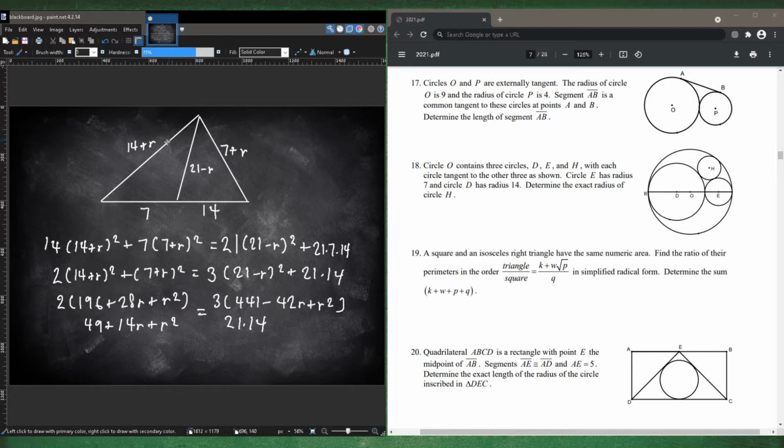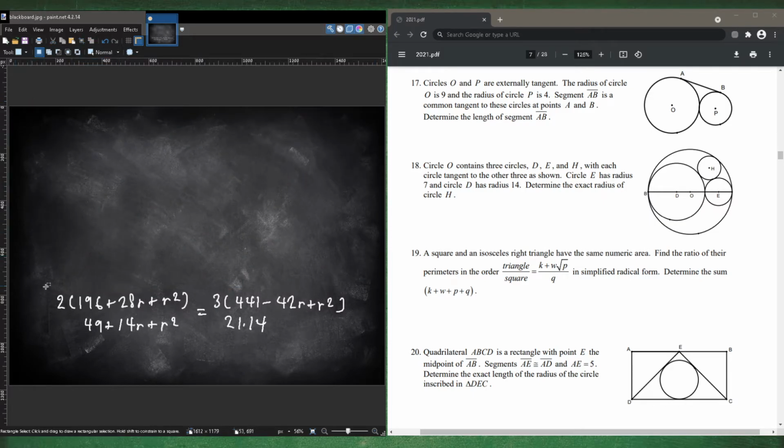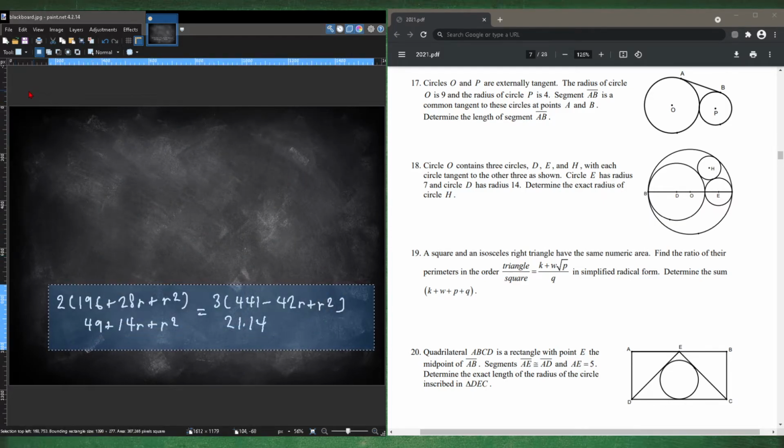Okay. So let's delete all of this because we don't need this part anymore. And all we have to do is now find what r is.